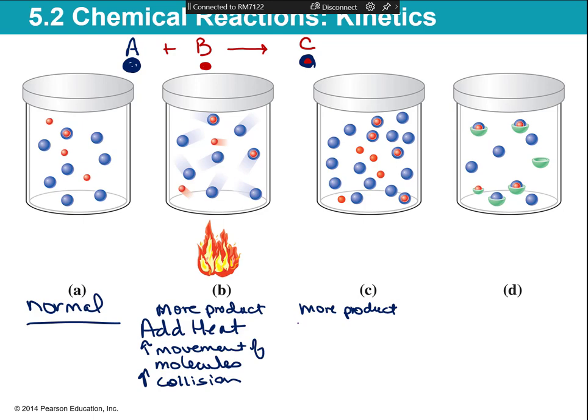Compared to A, there's more A and B. Do you see that there's more A and B in C than there is in the first one? Because the first one's sort of our background, like baseline. Okay, that's just the normal.